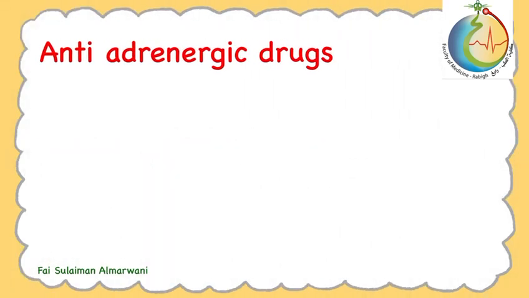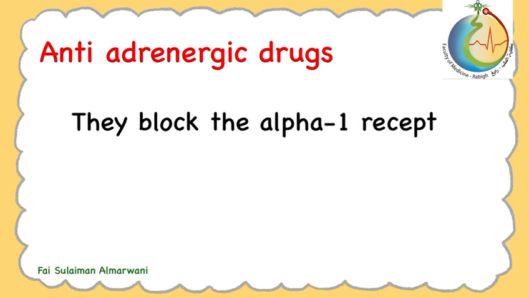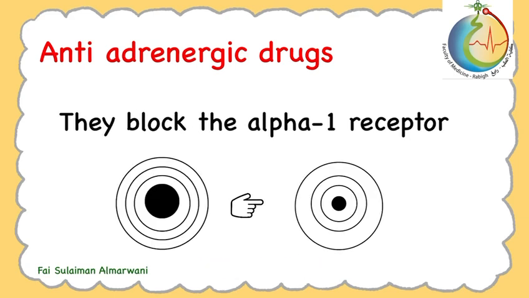Now let's move to the anti-adrenergic drugs, which are alpha-1 blockers. They prevent the contraction of the dilator muscle, allowing the sphincter pupillae to take over, leading to passive miosis.